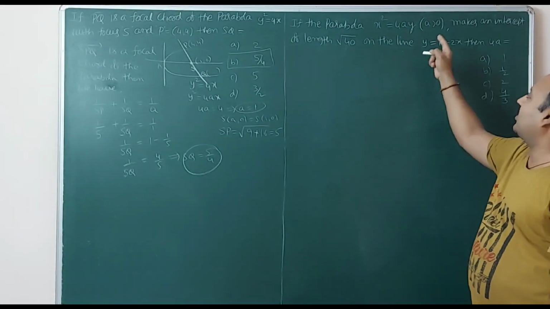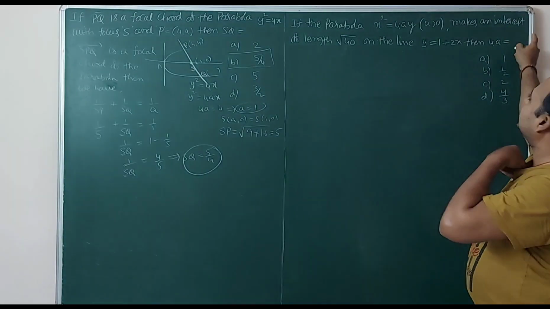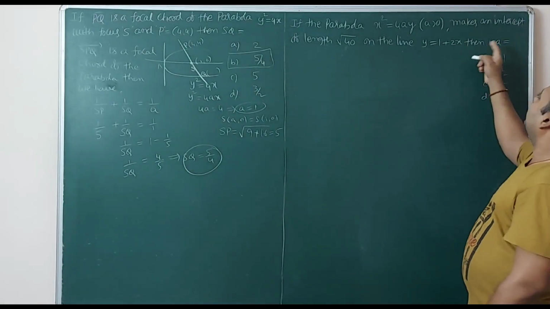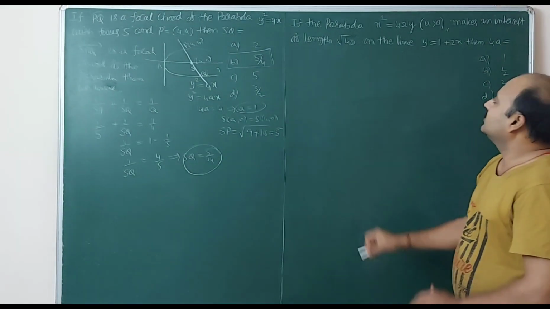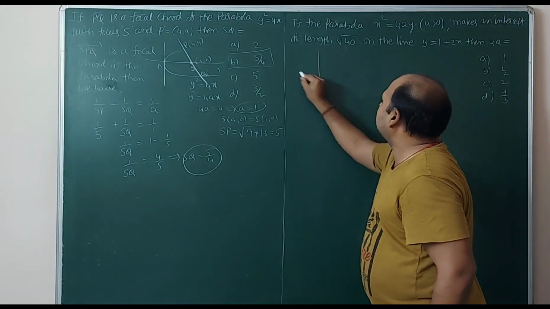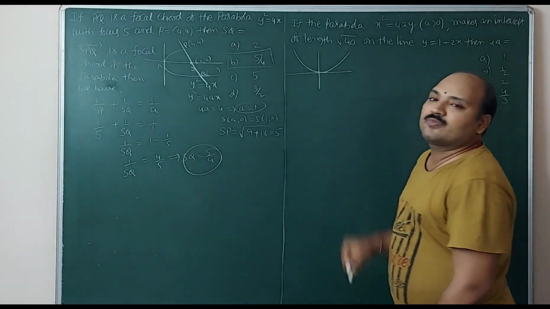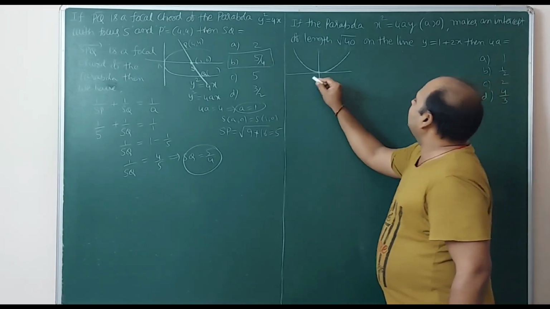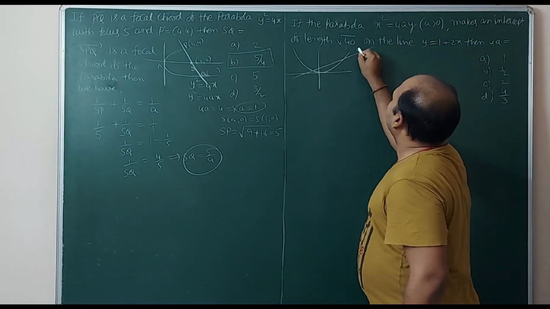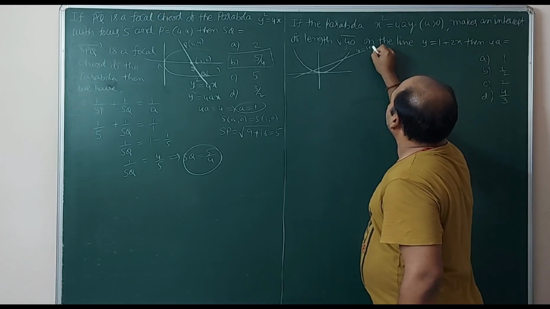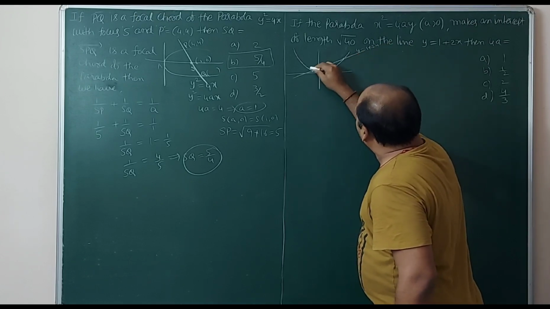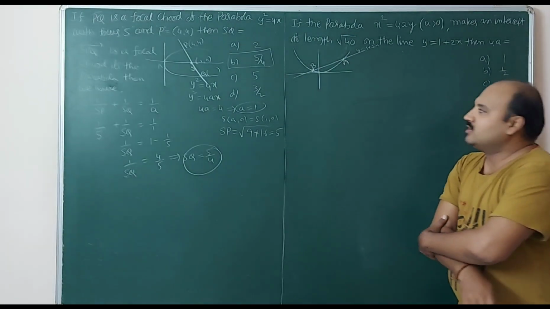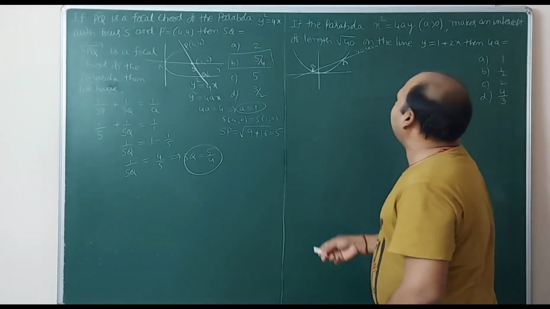If the parabola x square equal to 4ay makes an intercept of length root 40 on the line y equal to 1 plus 2x, then 4a equal to. So this is the parabola x square equal to 4ay. The line is y is equal to mx plus c, that is 1 plus 2x. Where it is intersecting at this point and this point, this is A, this is B, suppose. This AB length we want.